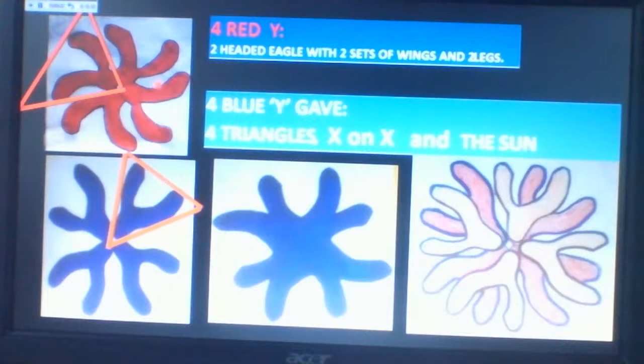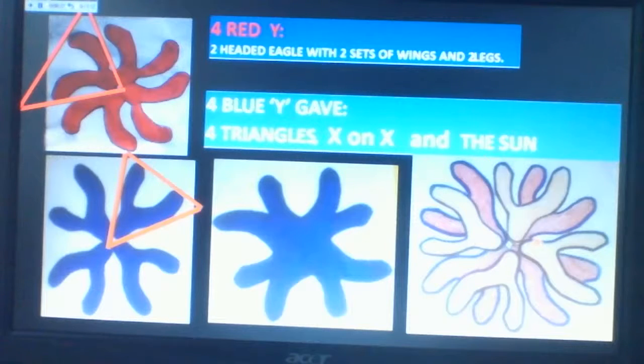In the next one, I put 4 of the beasts together, and this is what you get. With this red one, only with this can you get this 2-headed eagle. It appears to be like a 2-headed eagle with 2 sets of wings and 2 legs. You also get triangles, so that will be 4 triangles. And then this also S on S. You see S that side and S that side. The same with this 4 triangle, S on S.